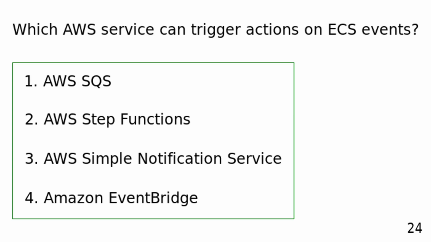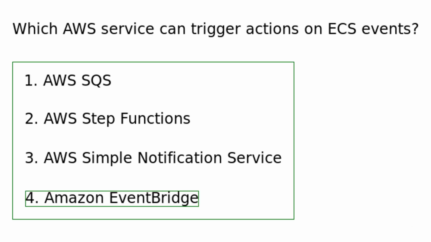Which AWS service can trigger actions on ECS events? AWS SQS, AWS Step Functions, AWS Simple Notification Service, Amazon EventBridge. Amazon EventBridge can trigger actions based on ECS events like task state changes.